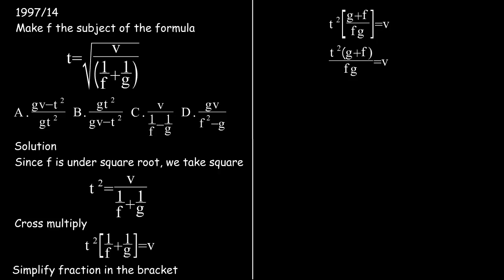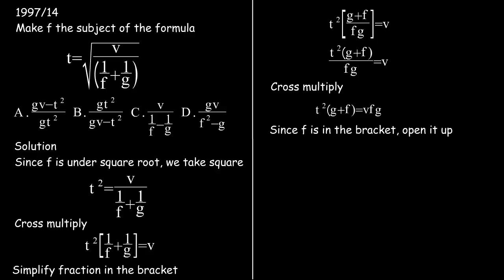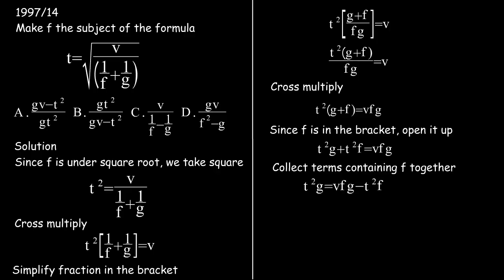Now our next step is to cross multiply, and when we cross multiply, we have t square into g plus f is equals to v fg. Now since f is in the bracket, we are going to be opening the bracket up, and it becomes t square g plus t square f is equals to v f g. Collect terms containing f together, it becomes t square g is equals to v f g minus t square f.